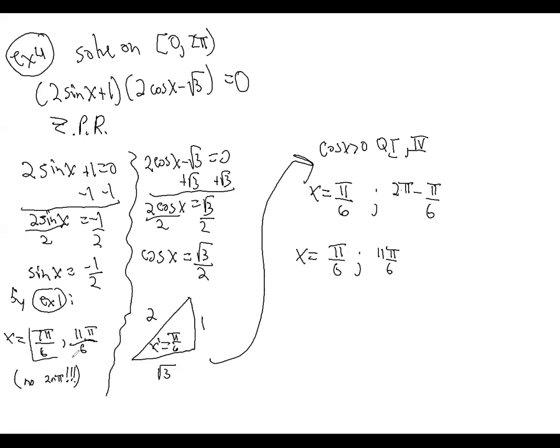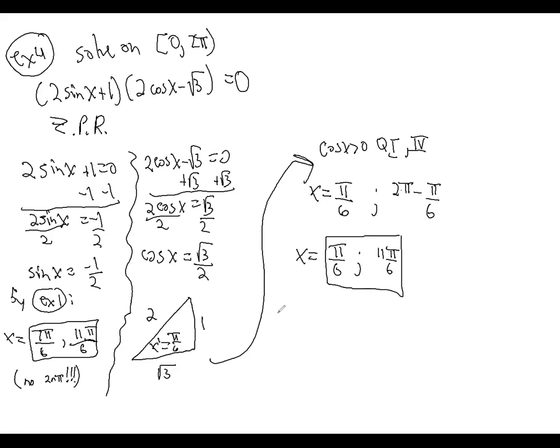So we got 7 pi over 6 and 11 pi over 6 from the first equation, the left parentheses, that is to say, being set equal to 0. And then we got pi over 6 and 11 pi over 6 from the second equation, the second of the parentheses being set equal to 0. But if you notice, 11 pi over 6 is a solution to both of them. We don't really want to write that twice.